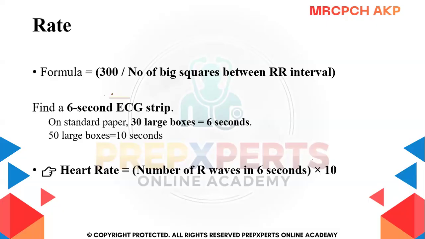And how do we check it? There are formulas to it, and there is another way to find out. I'll tell you the very easy and very practical way, and in a very short period of time you can easily guess how much the heart rate is. So for a regular rhythm, this is the formula: you have to calculate the number of big or large boxes between the RR interval.